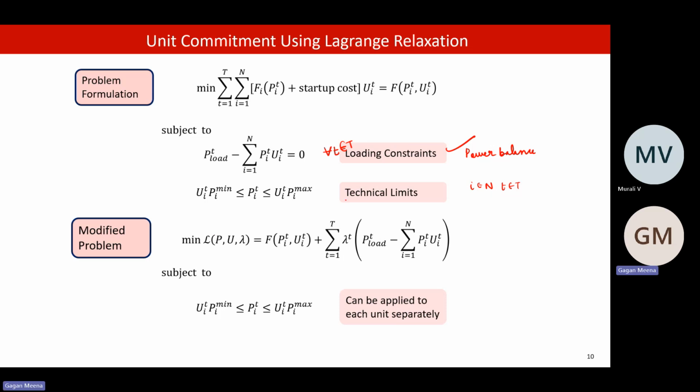And by the Lagrangian function, we can move this. We have already seen this in economic dispatch also. Move it to the objective function. So we are adding this loading constant here. It is the Lagrange multiplier or dual variable lambda t. For each time we have this constraint.